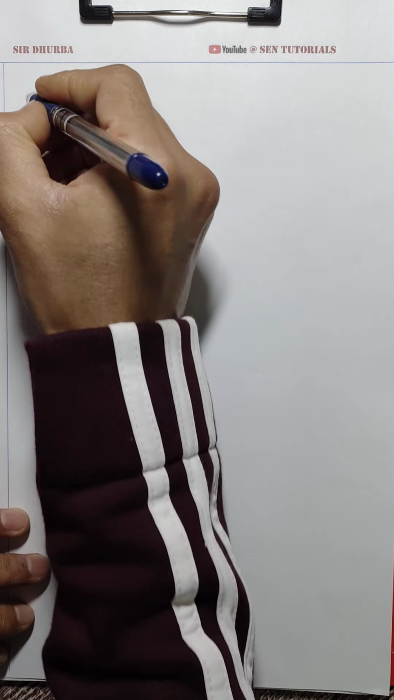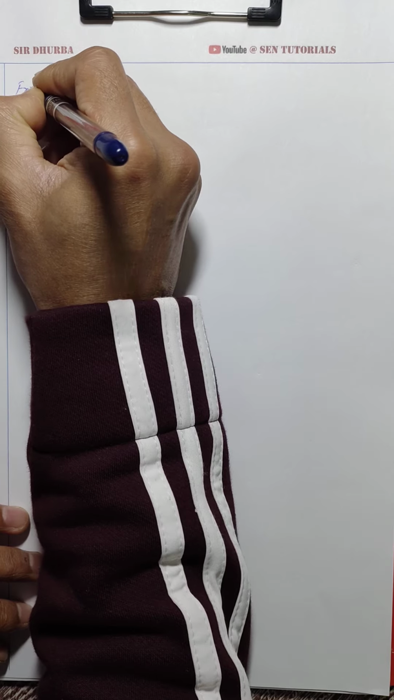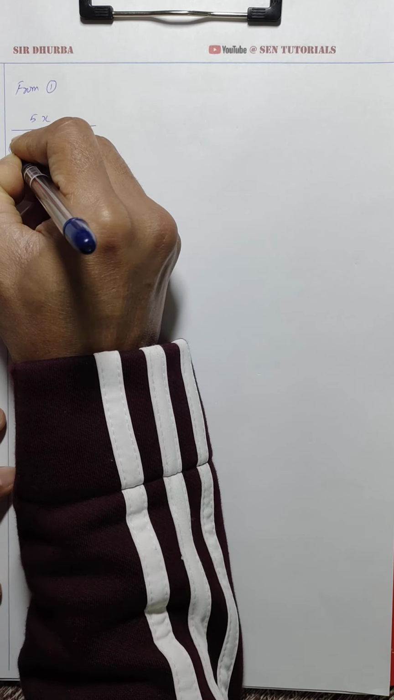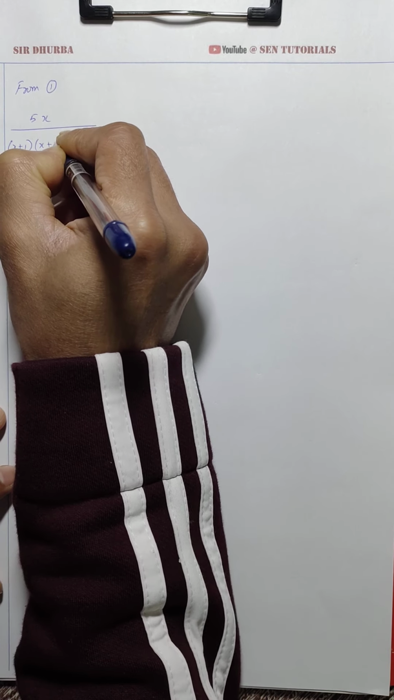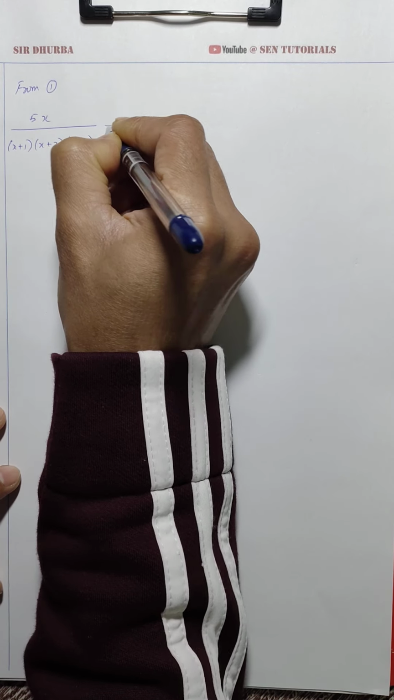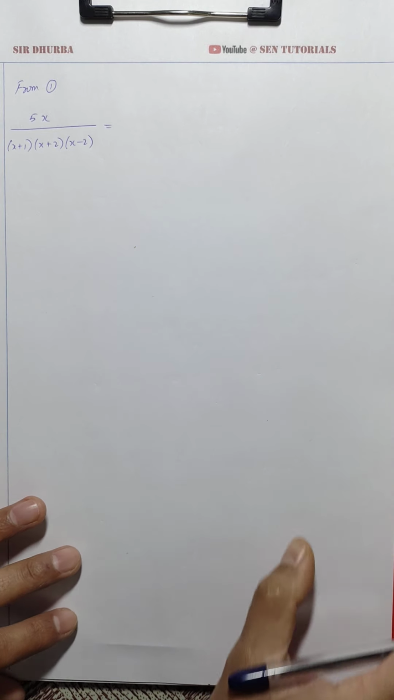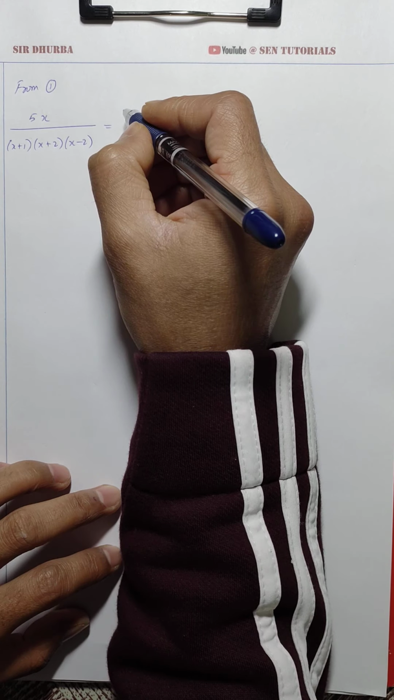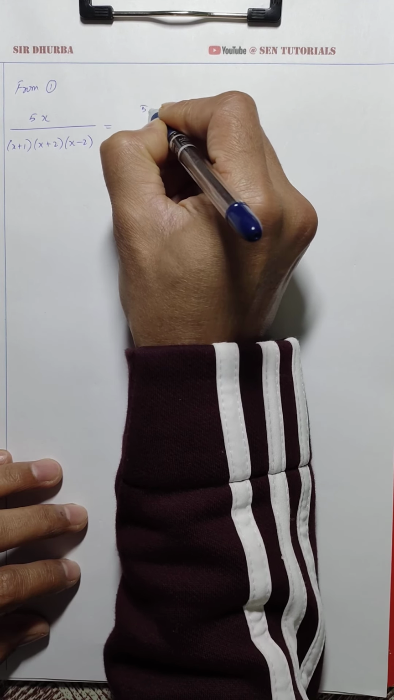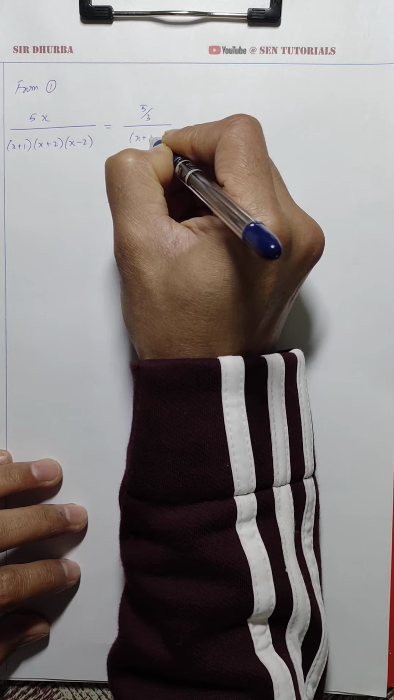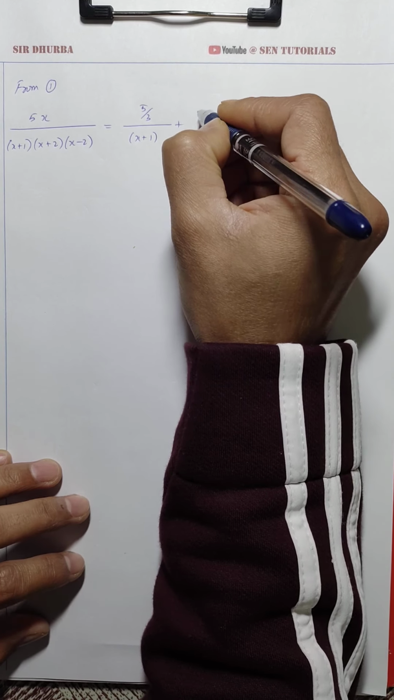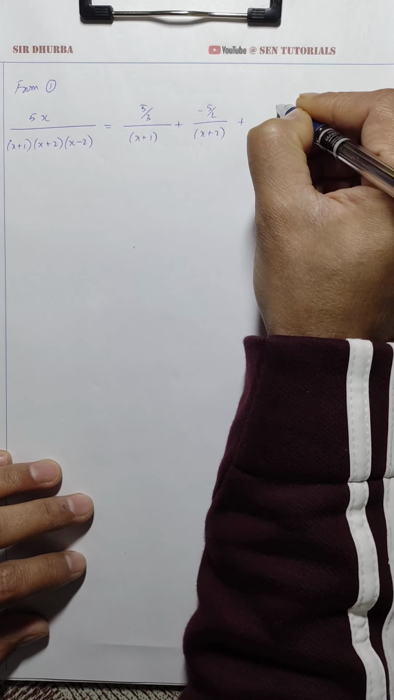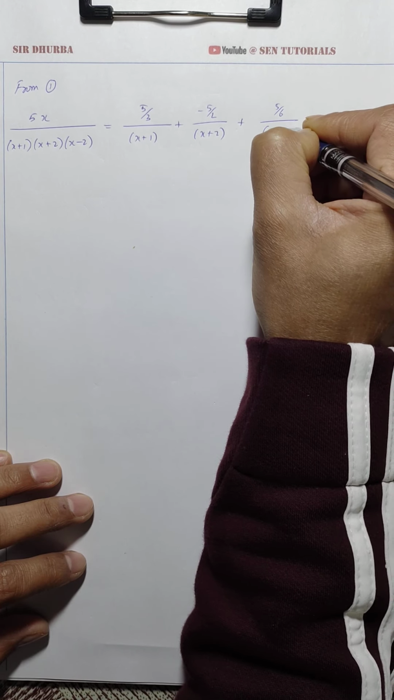So from 1, 5x by x plus 1, x plus 2, don't change the order, okay? You should maintain whatever order you started with, all right? Otherwise it will create some problems, okay? So a value, how much did we get? 5 by 3. 5 by 3 divided by x plus 1, plus b value we got minus 5 by 2, x plus 2, and c value we have got 5 by 6, that is x minus 2.